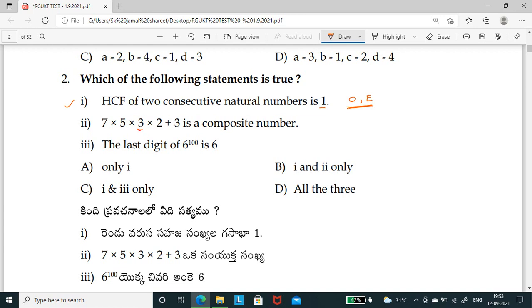Next, 7 into 5 into 3 into 2 plus 3. If I take 3 as common, you can write this number as a product of two numbers, which is nothing but a composite number. Hence this is also true. Next, the last digit of 6 power 100 is 6. 6 power anything always ends with 6, so this is also true. From this, all the 3 options are correct.